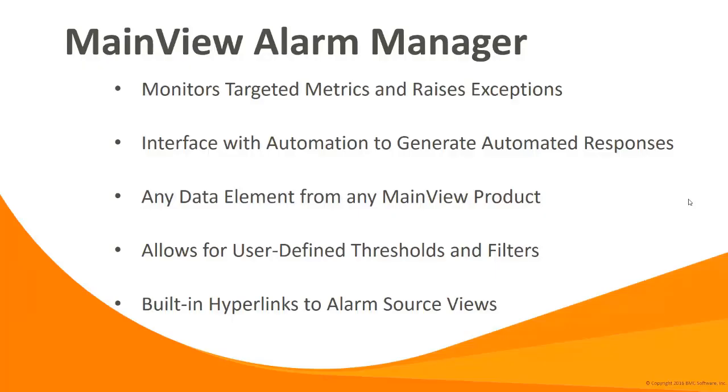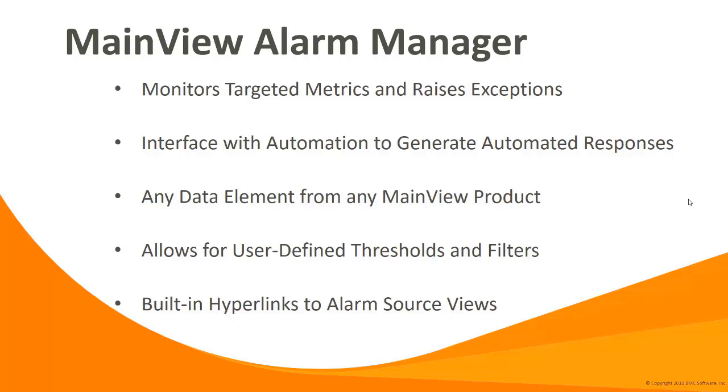Alarms monitor targeted metrics and raise exceptions when thresholds are breached. We can interface MainView Alarm Manager with automation. We prefer Auto Operator, of course, but we can send to any automation solution. And you can then generate some kind of automated action to take place rather than just reporting the exception.